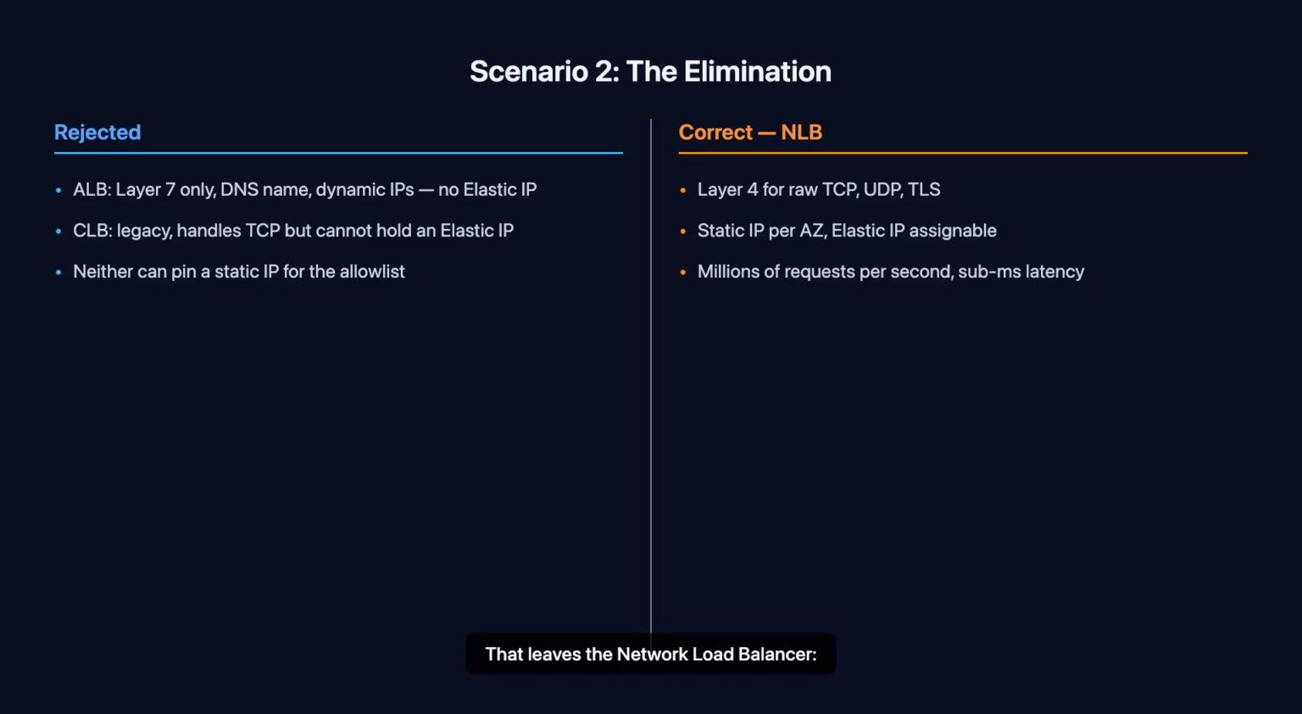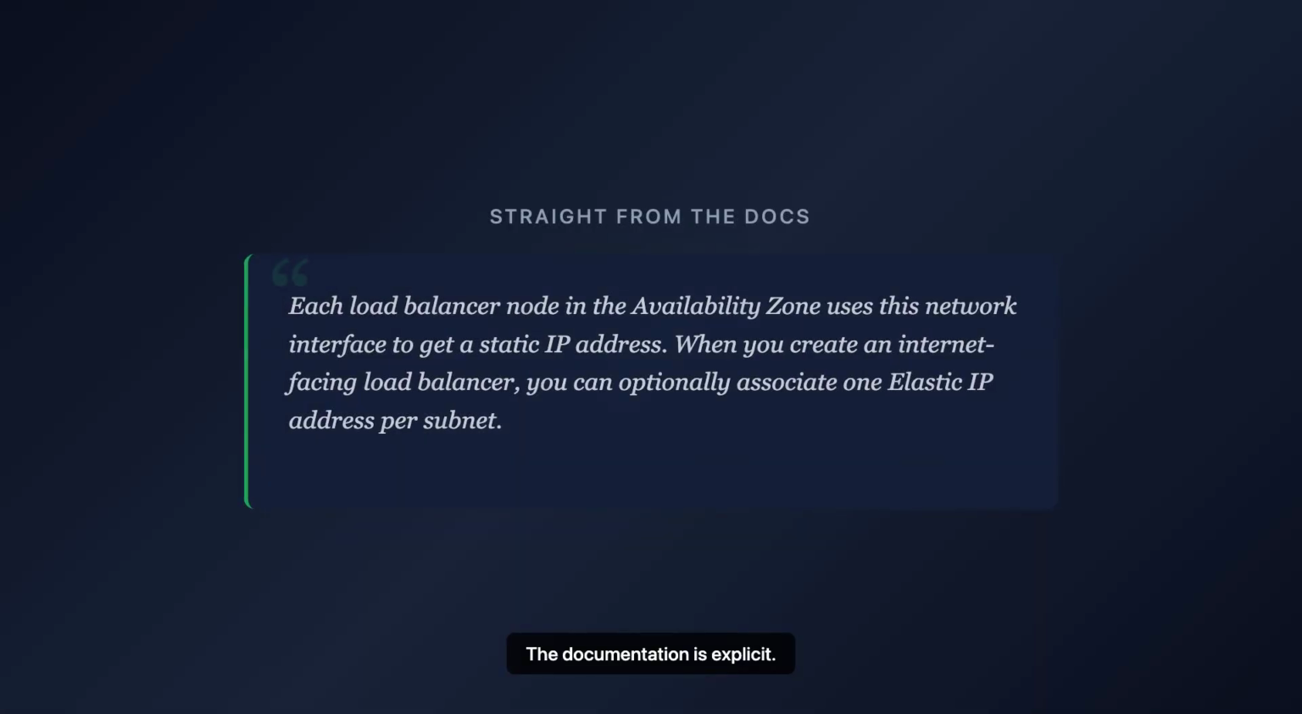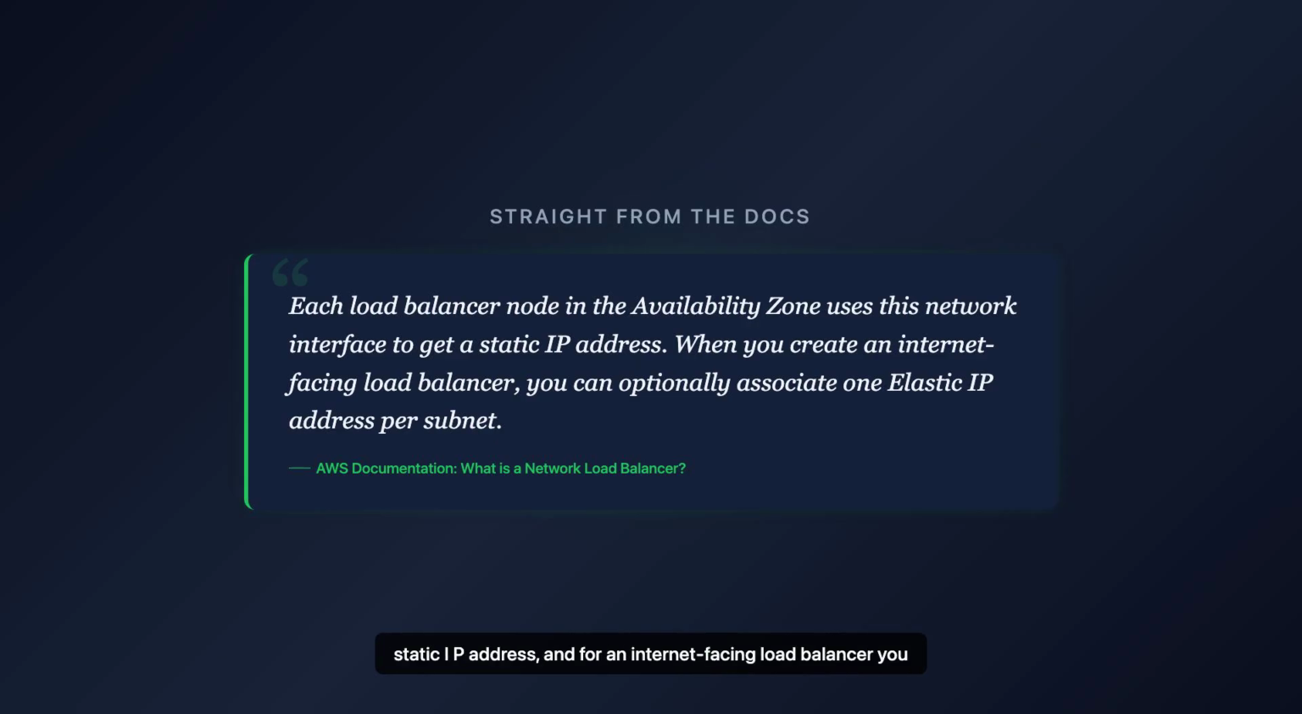That leaves the network load balancer: layer 4 for raw TCP, a static IP per zone with elastic IP assignable, at millions of requests per second. The documentation is explicit. Each network load balancer node in the zone gets a static IP address, and for an internet-facing load balancer, you can optionally associate one elastic IP per subnet. That's the deciding capability. The moment a scenario says static IP, elastic IP, or firewall allow listing, the answer is NLB.